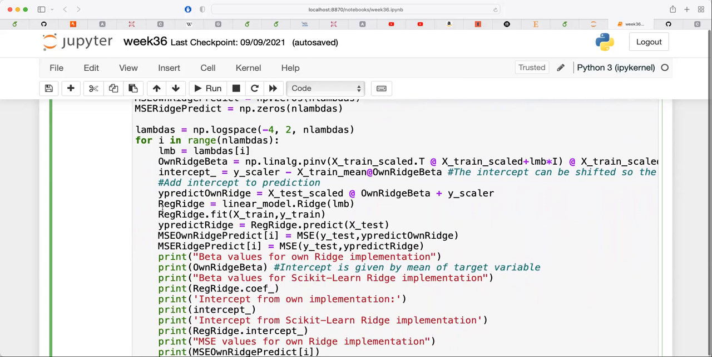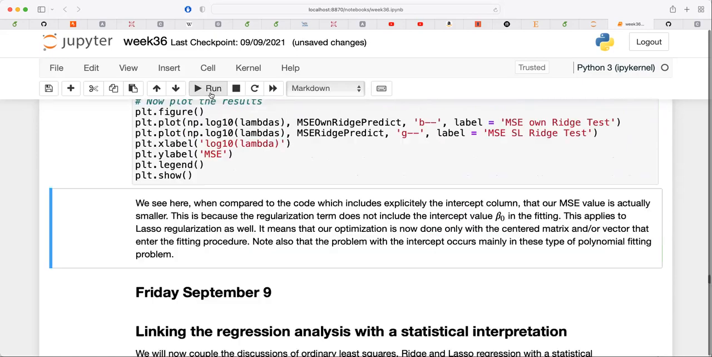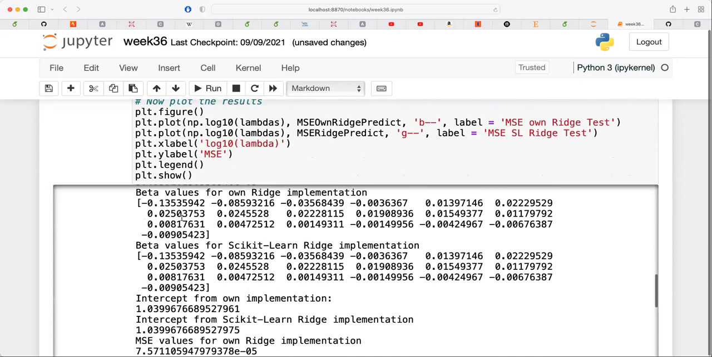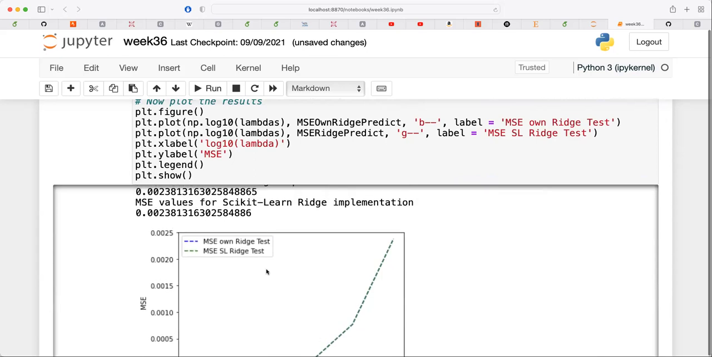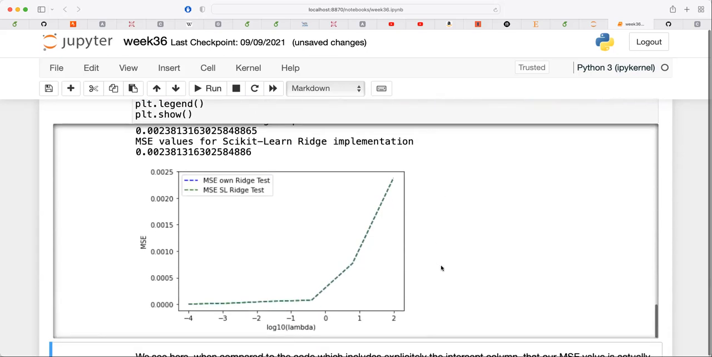But what's special in this case, when we look at the calculations here and the plot at the end, is that in general, due to the fact that we don't fit the intercept, the mean squared error is actually smaller when we take away the intercept with ridge regression than we had when we included the intercept. So this is something to keep in mind when you're performing a scaling of your models.